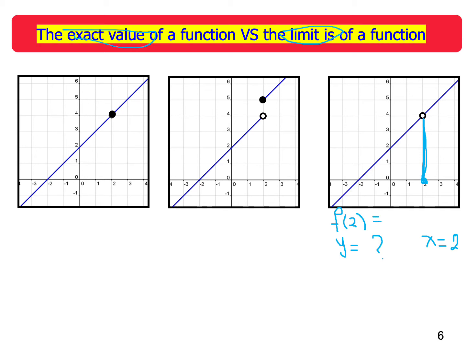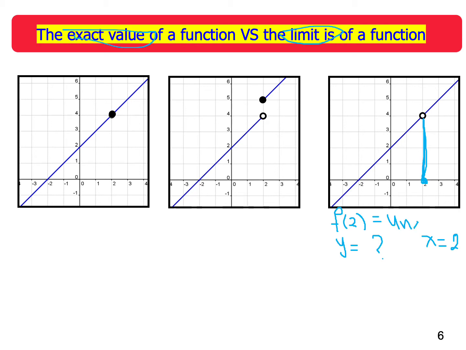So when we want to find the exact value of a function, we stand on the point and we see where the graph is at that point. So here the f of 2 is undefined.